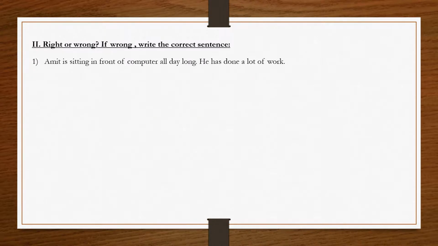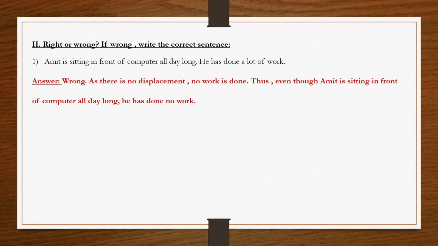Now the next question for the assignment is right or wrong, and if the statement is wrong, you have to write the correct sentence. So the first sentence is Amit is sitting in front of computer all day long. He has done a lot of work. It is right or wrong? Very good. The sentence is wrong as there is no displacement, no work is done. The correct sentence is Amit is sitting in front of computer all day long. He has done no work.